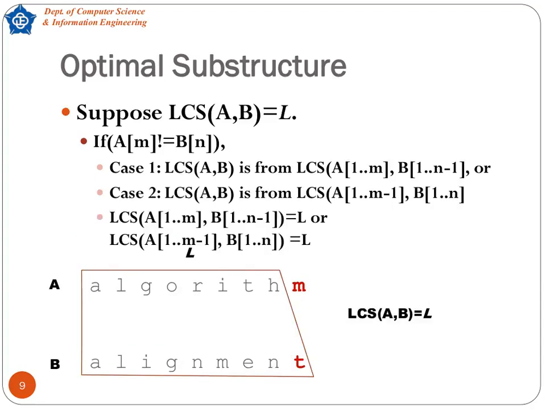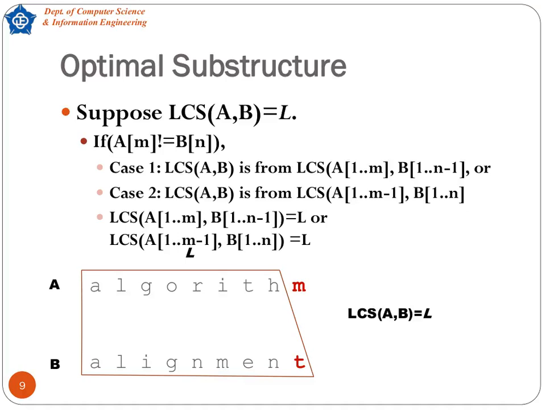Building on the last slide, here we see the optimal substructure property at work for the longest common subsequence problem. Let A and B have lengths m and n, and let their LCS be length L. If A and B don't match, the LCS can't include both of those characters. Instead, it must come from one of two smaller subproblems. Either drop the last character of B and compute LCS of A, B1..n-1, or drop the last character of A and compute LCS of A1..m-1, B. In either case, one of these subproblems still has length L.